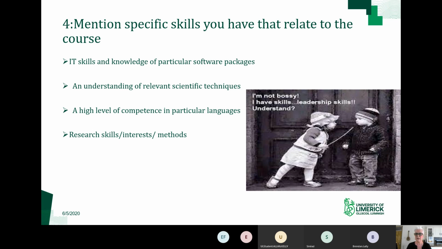If it's a languages postgrad, again, the competence, the level of the language that you have, be very clear about your expertise in that area. And I suppose, if you're applying for a postgraduate course, the likelihood is that you will be doing some kind of thesis, which is going to be bigger than your FYP. So again, any research skills, any research methods, any particular research interests that you have, mention that as well.